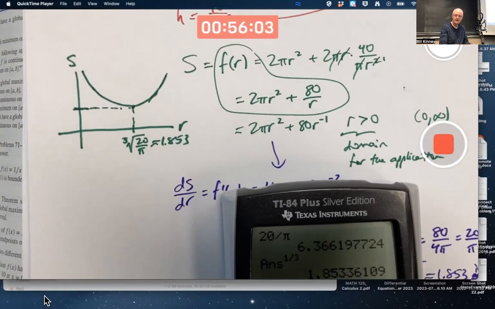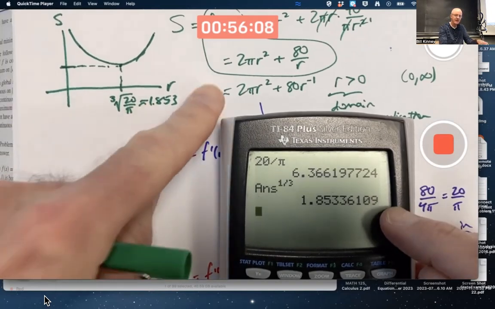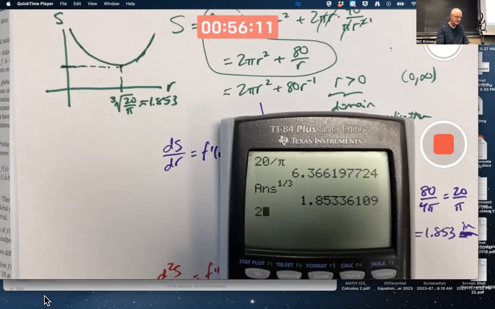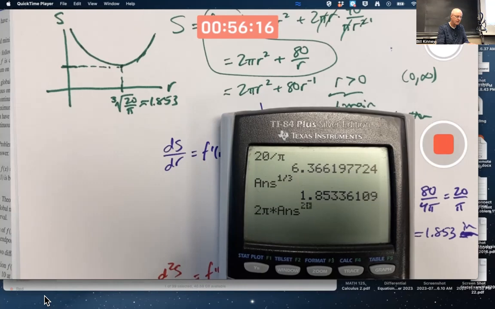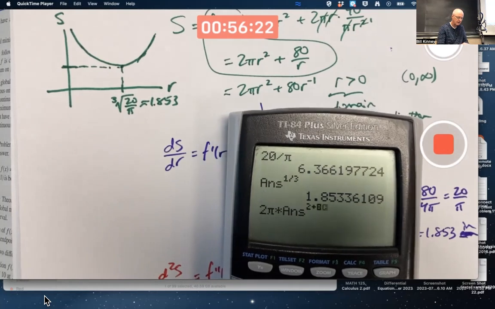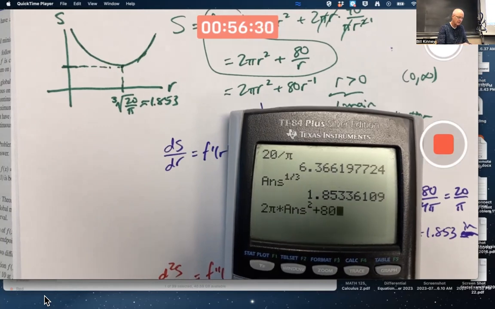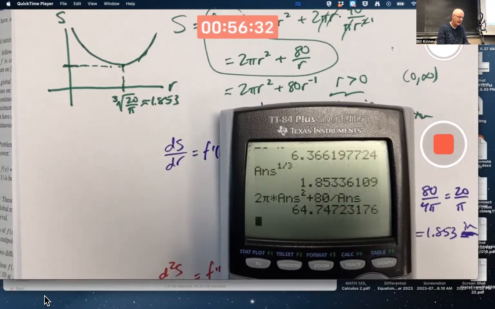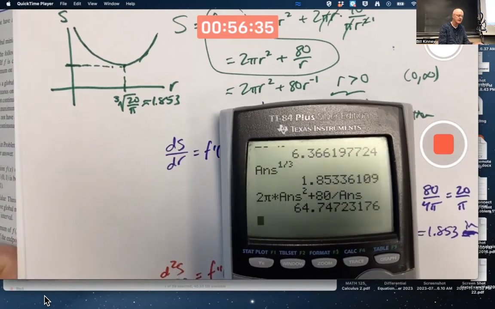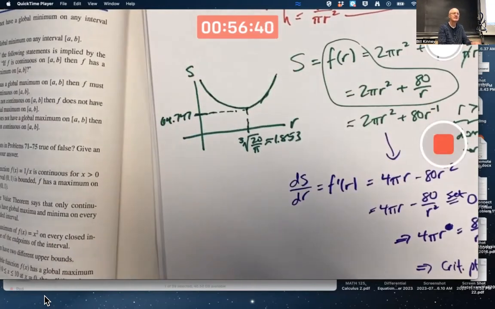I'll plug this number, this cube root, into this function. I'll use the previous answer key. I'm plugging in right there. Plus 80 over the previous answer. Whoops. I don't like when my calculator does that. Plus 80 over the previous answer. About 64.747. 64.747. What are the units for this?